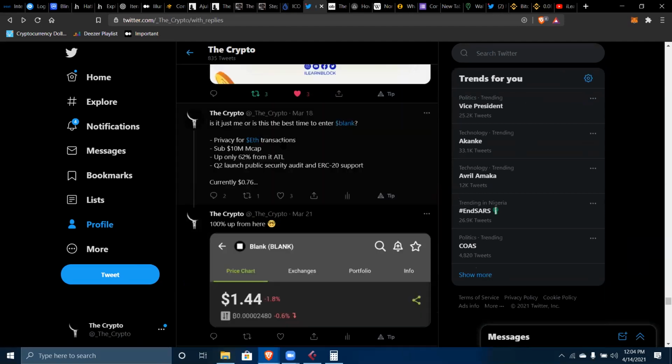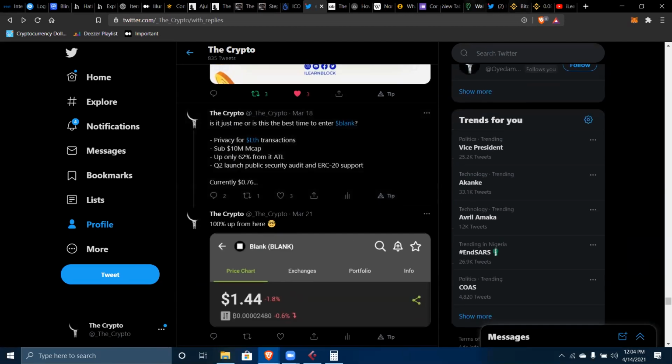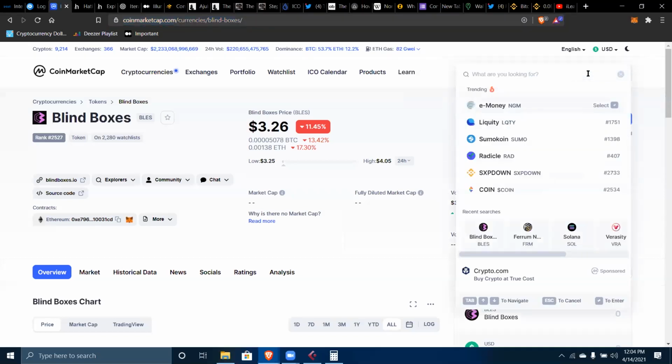Yeah, Blank. God, I can't believe I called this on Twitter. This coin was one of the biggest calls, and I even entered late. It didn't even make sense. What's the name of the coin again? Blank.